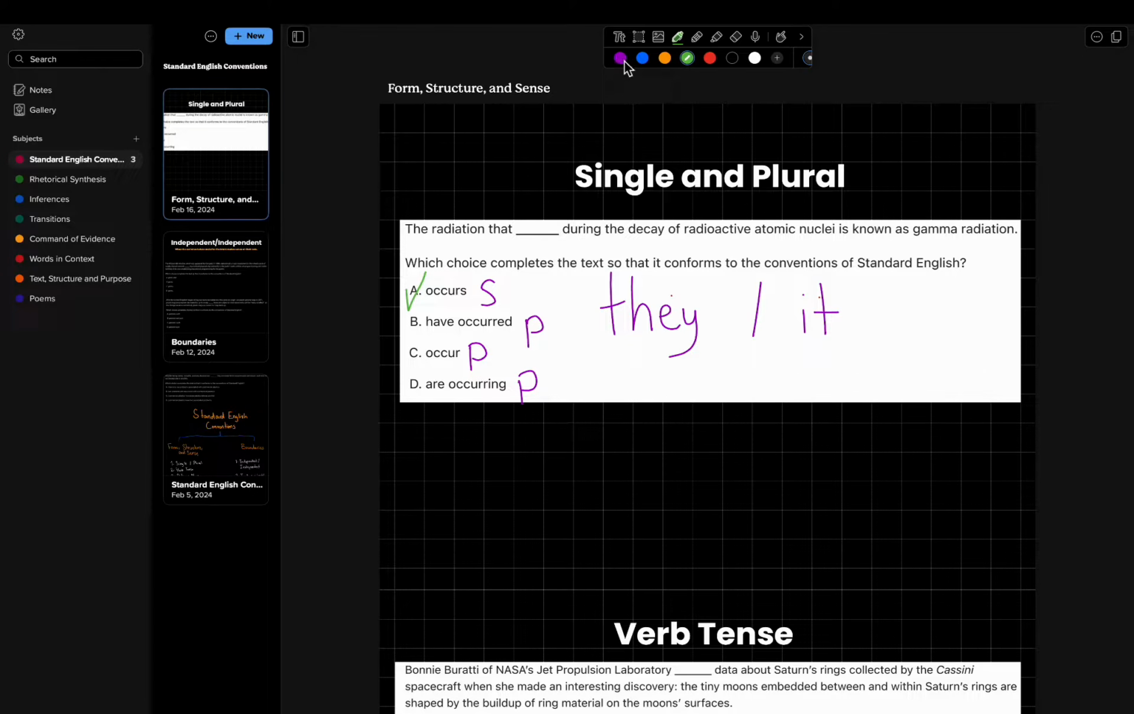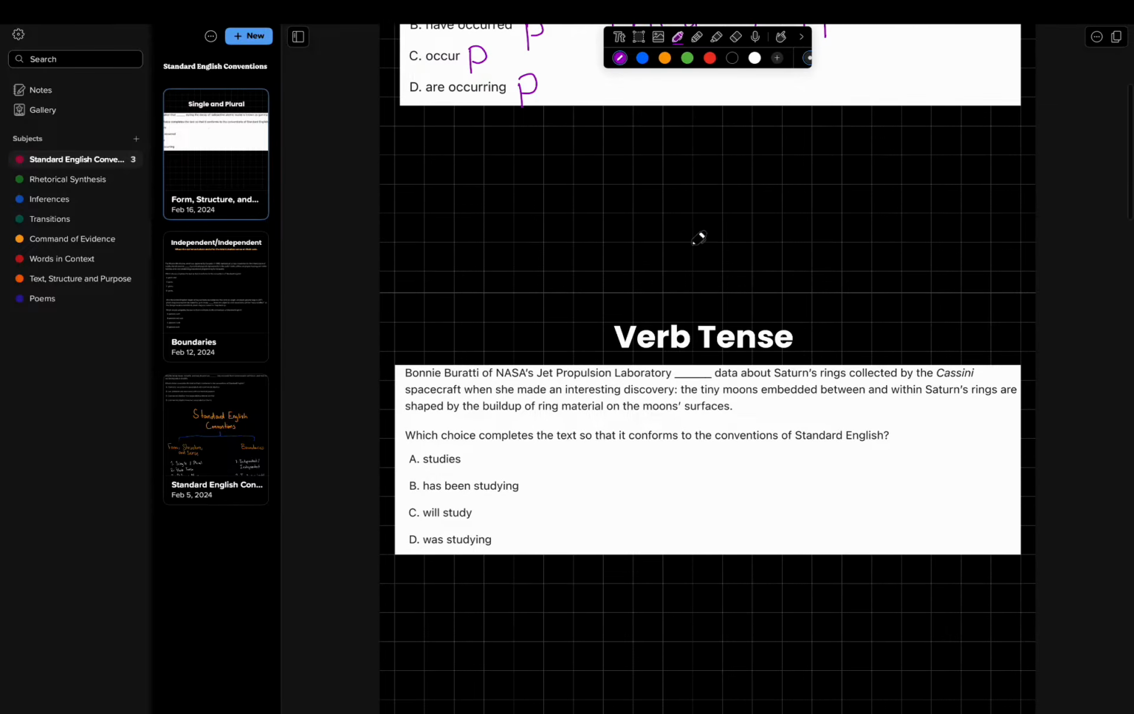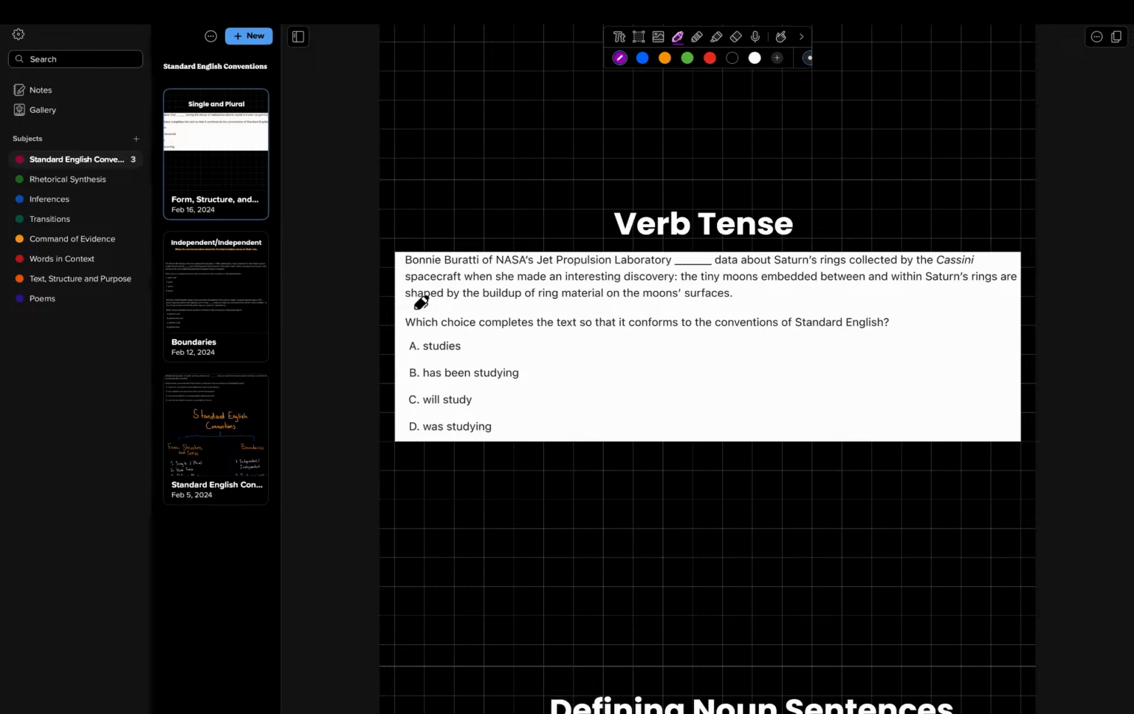The second rule is verb tense. This can be identified by looking at the multiple choices and seeing that there are verbs with different tenses. Here's how you solve these questions. We need to first read the passage.